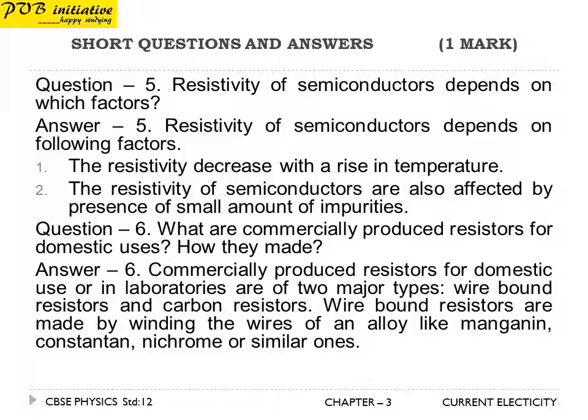Question 6. What are commercially produced resistors for domestic use? How are they made? Answer 6. Commercially produced resistors for domestic use or in laboratories are of 2 major types: wire bound resistors and carbon resistors. Wire bound resistors are made by winding the wires of an alloy like manganese, tungsten, nichrome or similar ones.